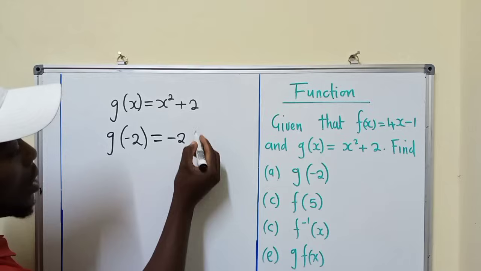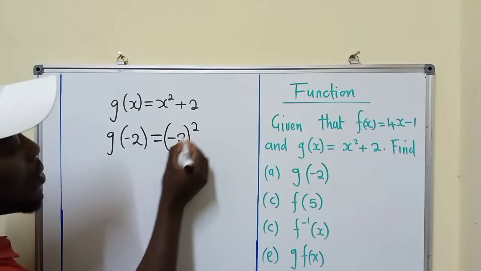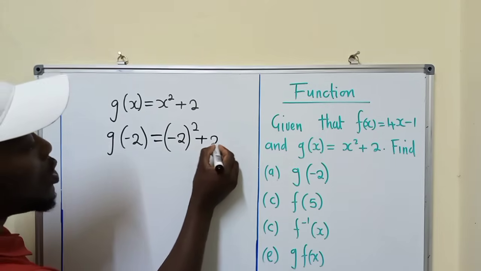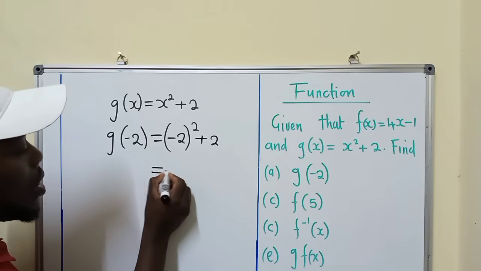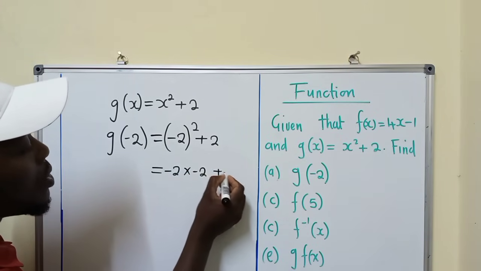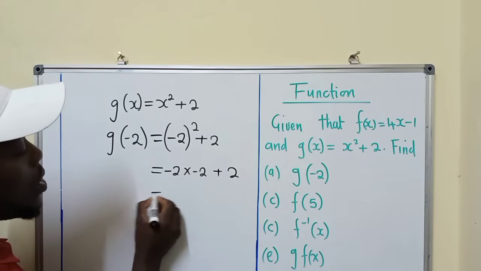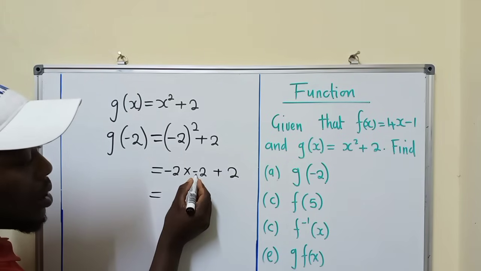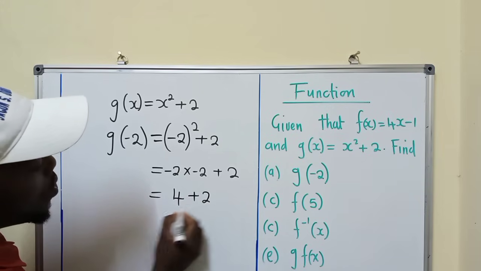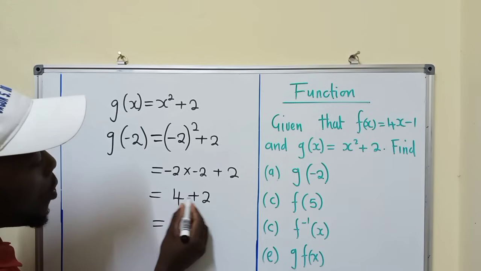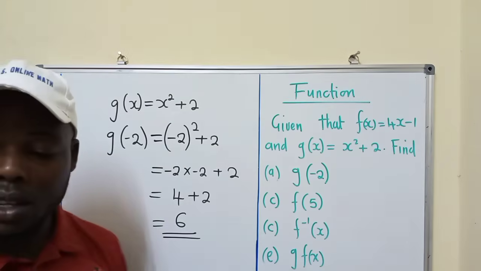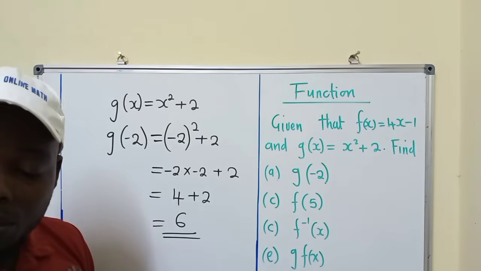Remember, there is power 2 here, so this must be inside the brackets because of the negative sign. Plus 2. Now you work out this side. You have negative 2 times negative 2 plus 2. Negative times negative is positive. 2 times 2 is 4, isn't it? Yes. Plus 2. Our final answer will just be 4 plus 2. What are we getting? It's 6.